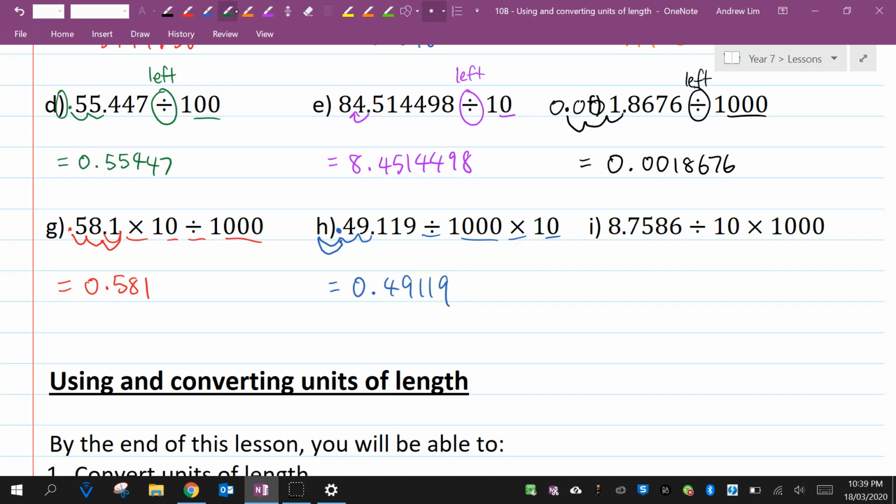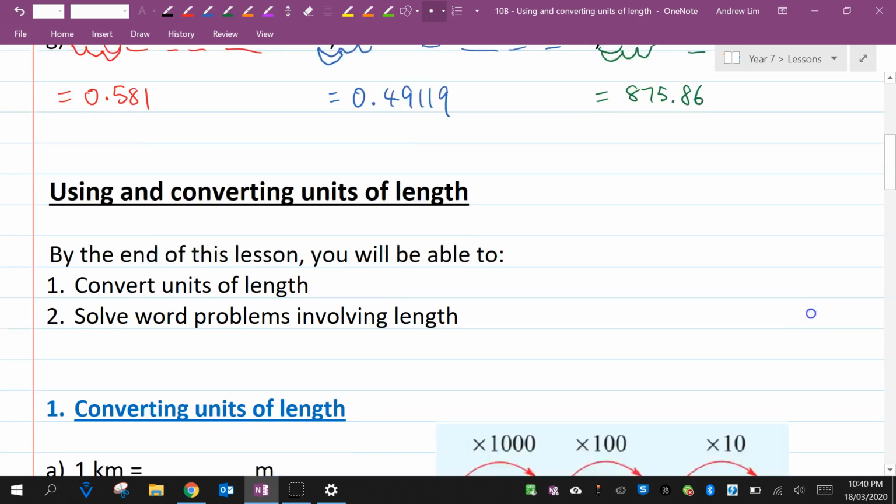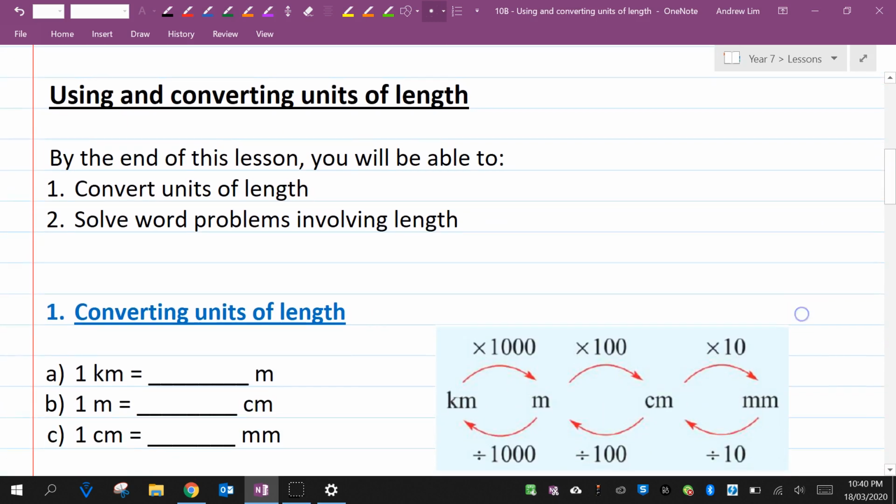And question I. Left once, then right 3 times. Left once, right 3 times. 1, 2, 3. So our final answer is 875.86. Okay, so it's very important that you know how to move decimals by multiplying and dividing by 10, 100, 1000, because now we're going to use that when converting units of length.